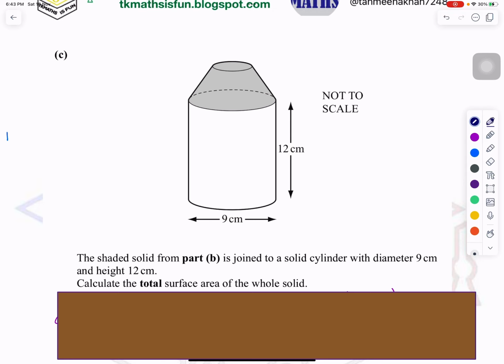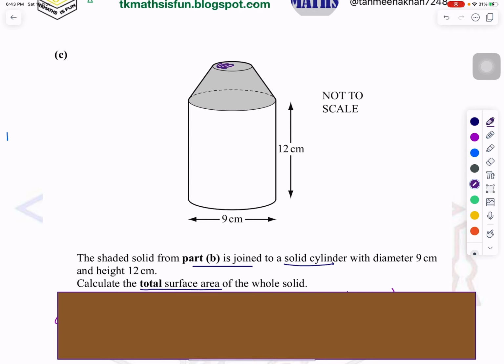Now next part of the question is saying find out the shaded portion of the solid, which is actually what was discussed in part B, and it is joined with the solid cylinder with diameter 9. So this is your solid shape now. Calculate the total surface area of the whole solid. So how many surfaces do you see here?